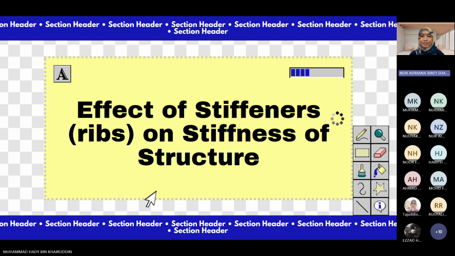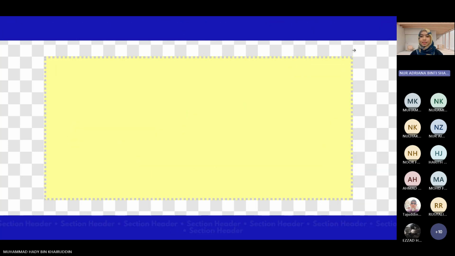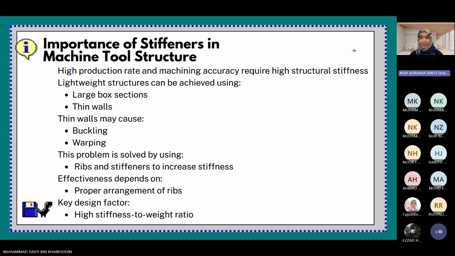Okay, so now I'm going to continue with the effect of stiffeners on stiffness of structure. In machine tool design, having high stiffness is very important to ensure good accuracy and high production rate. To reduce weight, engineers often use thin wall box structures, but the problem is these thin walls can be easily bent, buckled, or warped. So to solve this issue, ribs and stiffeners are added to improve stiffness and stability.